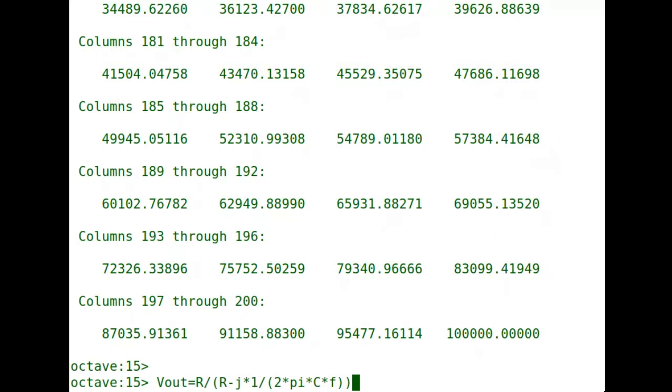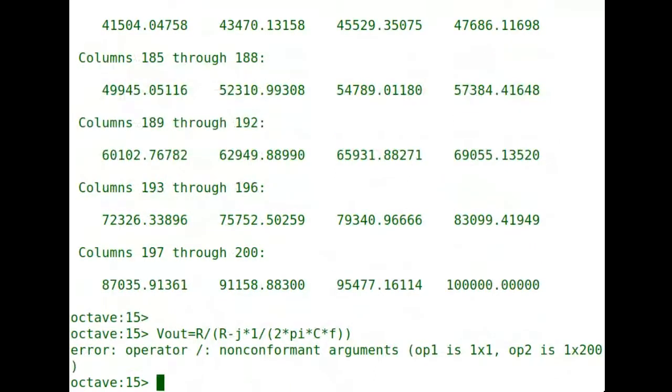Now actually when I do this, it's going to give me an error message. This error message is talking about non-conformance, because the problem is that C is just a scalar and R is just a scalar, but F has 200 possibilities. That's what it's complaining about. It says operation 1, these are all scalars, everything here is a scalar, but F is not a scalar. It's a vector with 200 values in it.